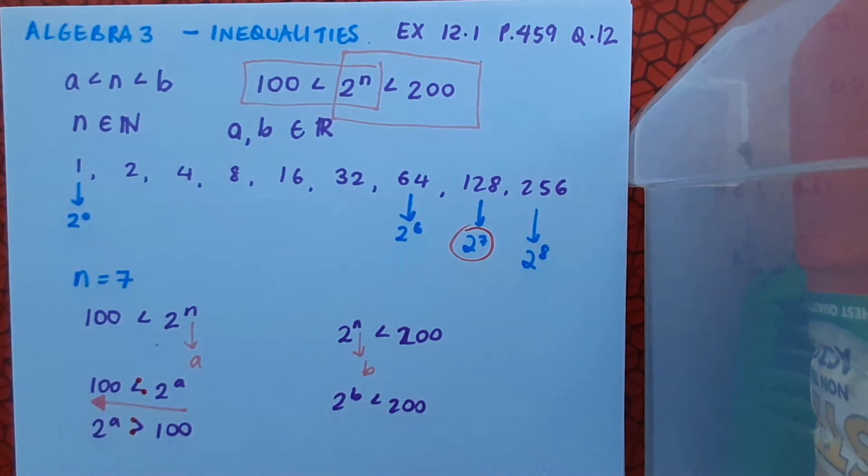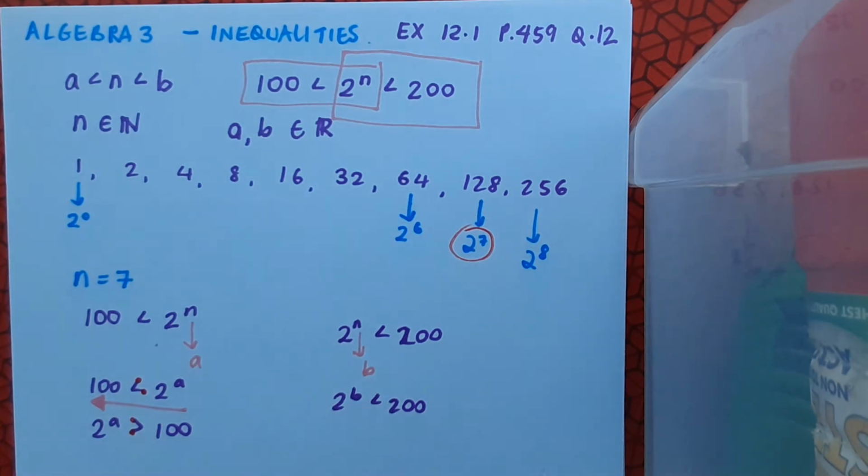Okay, so I've got a statement 2 to the a is greater than 100, and I've got a statement as well 2 to the b is less than 200, and I want to figure out what the a and the b are. Now, at this stage in the chapter, we don't have the tools to go about calculating this properly, so you could just start sticking in values that are bigger than 6 until you find a value that brings you up over the 100. And you could do the same at the other end and start sticking in values of b between 7 and 8 until you get just before 200.